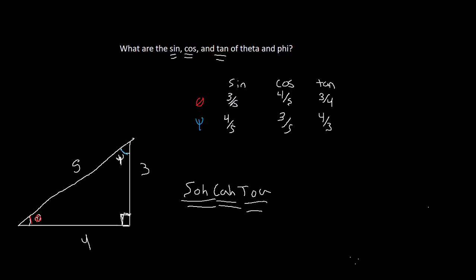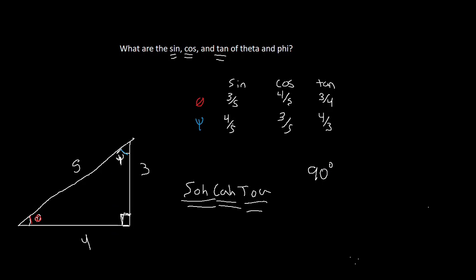The first thing I want to talk about is this relationship between theta and phi in relation to this triangle here. I'm going to hopefully not make this too messy. But again, what we have here is a 90-degree angle. This is the definition of a right triangle, this 90-degree angle here.